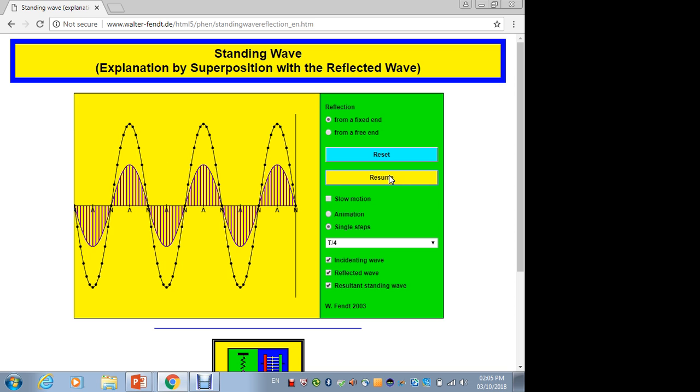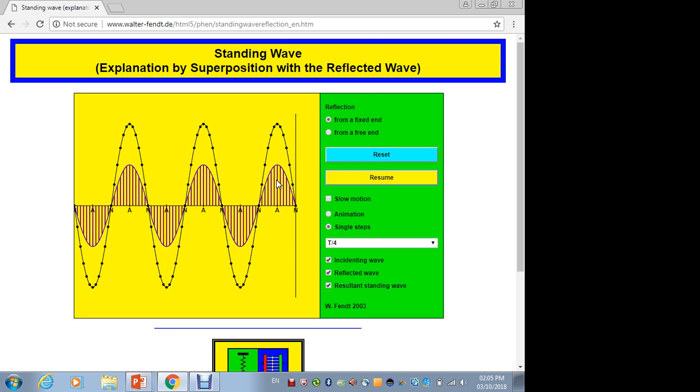Right now I have stopped the animation and I do it in single steps of T/4. If I click next and resume, what you will see will be T/4 seconds later, where T is the period. So at this instant, this is similar to your figure 4, which is at t equals 0. You can see that the incident wave, the red wave, overlaps exactly with the reflected wave, the blue wave. So they look as if they are one.